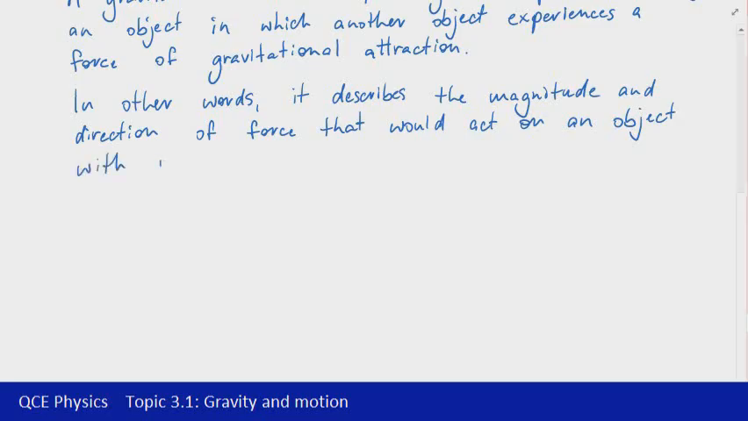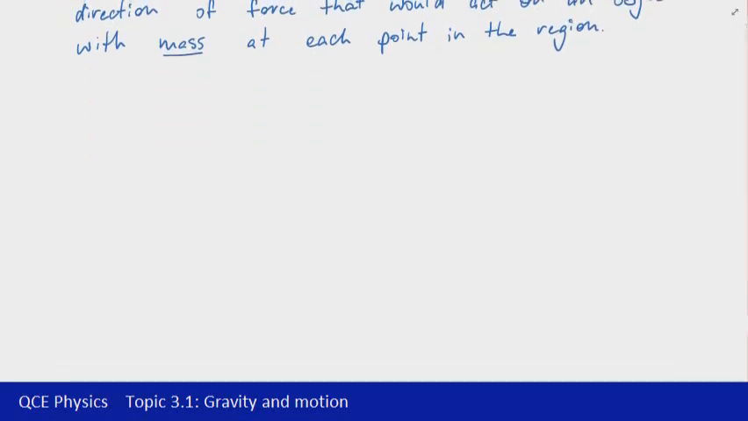So the particular thing about gravitational fields is that they're dealing with objects with mass. So there's an explanation that hopefully will clarify what that idea of a field actually is. It's about the force that's acting on a mass. Now, an easy way to visualize fields is to represent them graphically. So we'll have a look at that now.